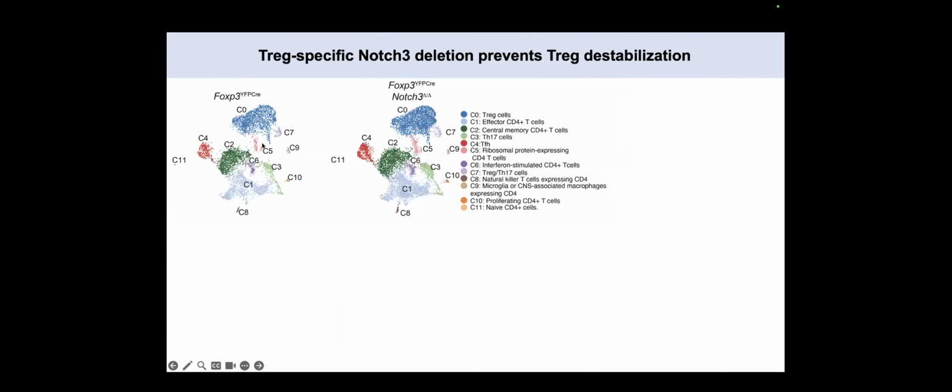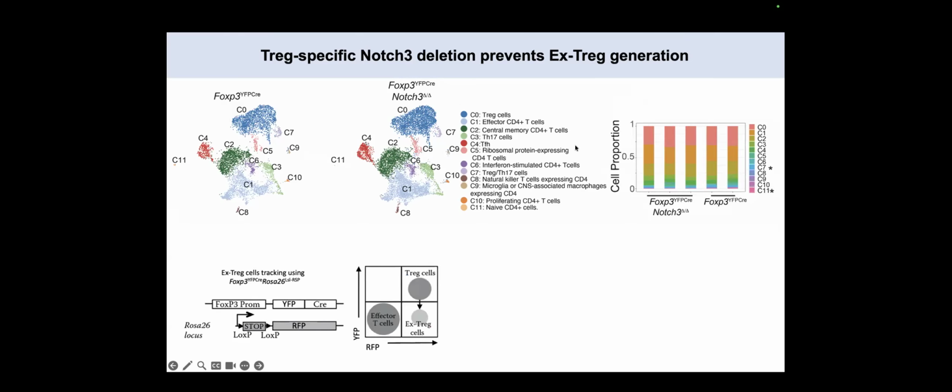To this end, we decided to do a single-cell RNA-seq in wild-type or Treg-specific Notch3 deletion mice. And we found 12 clusters, as you can see here. When we did our cell proportion analysis, only 2 clusters were proportionally different: cluster 11, which represents a naive CD4 T cell cluster, and cluster 7, which represents a mixed Treg Th17 phenotype.